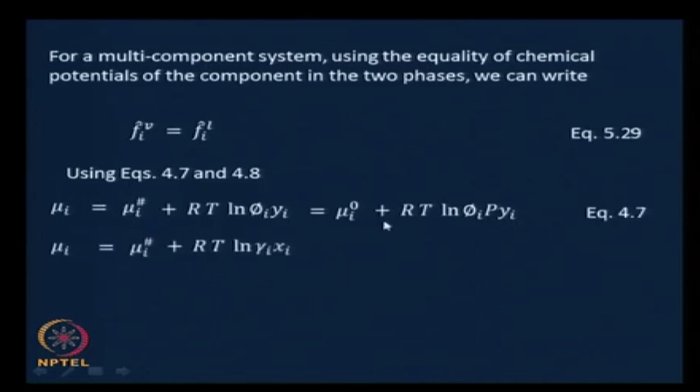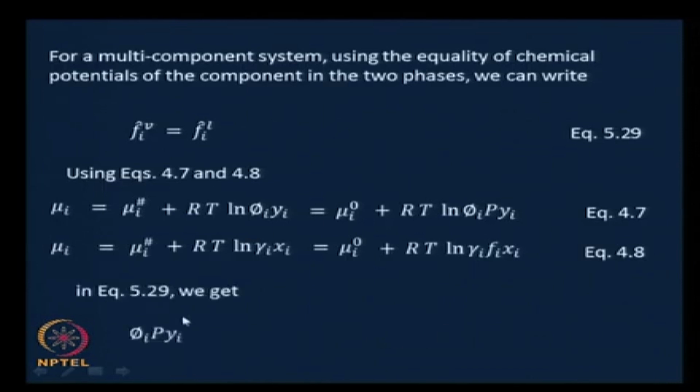This is for the vapor phase, and this is for the liquid phase. Mu I equals mu I hash plus RT ln gamma I xi, which is mu I naught plus RT ln gamma I Fi xi. Fi is the pure component fugacity, and we equate the two, then we could write phi I p yi equals gamma I Fi xi. This is the condition for equilibrium in the vapor liquid equilibrium case. This was equation 530.